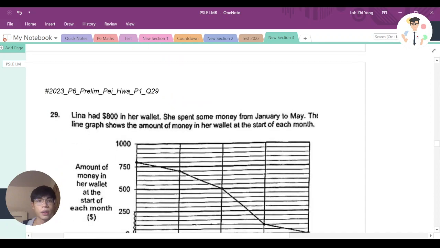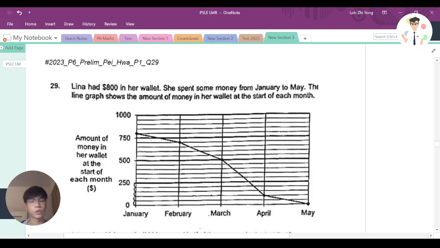That will be question 29 from Peihua School. So here it says that Lina had 800 in her wallet. Okay, this will be the key idea here, 800 in her wallet. She spent some money from January to May, and the line graph shows the amount of money in her wallet at the start of each month. Now, a very, very interesting one. Here it says the line graph shows the amount of money in her wallet at the start of each month.